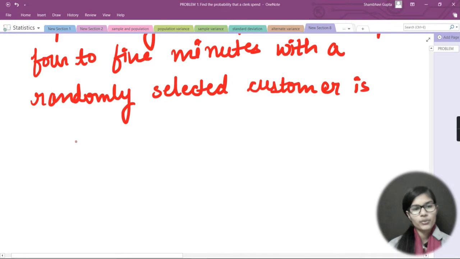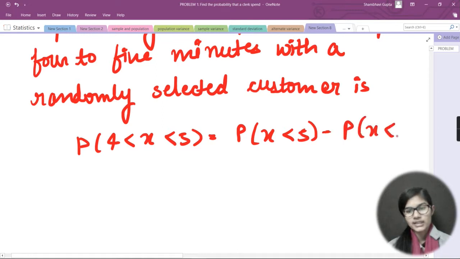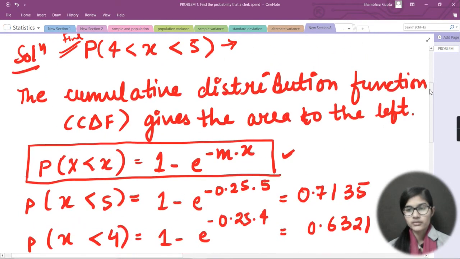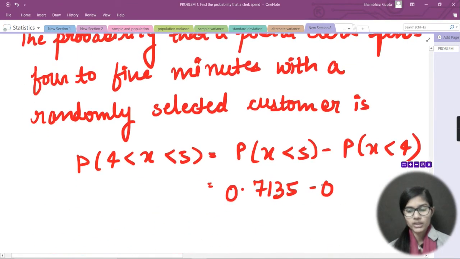Let me go down more. I would write probability of 4 less than x and less than 5 is equal to probability of x less than 5 minus probability of x less than 4, right? Because I want to find the probability that x is greater than 4 and less than 5. So I would subtract both of these values. After doing that, what I would get is 0.7135 minus, and what was the value for this 4? I got 0.6321.